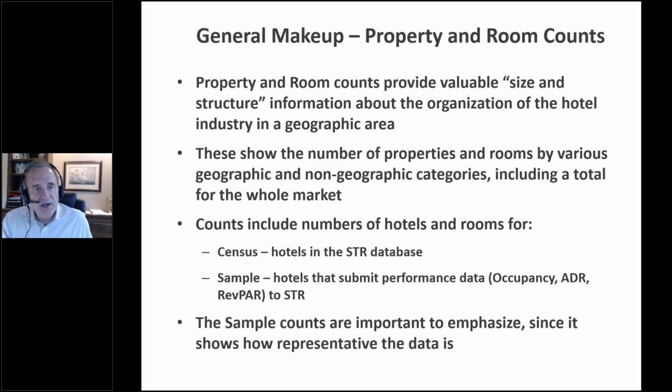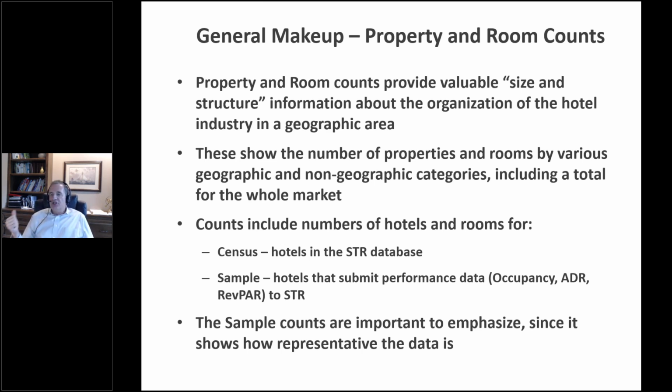Now, to do that, we're going to utilize a type of report that we've seen before. It's called a property and room count. Now, these are valuable. We used these in the very first section of the CHIA. They provided size and structure information about the organization of the hotel industry in a geographic area. They're going to show number of properties, number of rooms. They can subtotal by various geographic and non-geographic categories, and then have a total for the whole market.